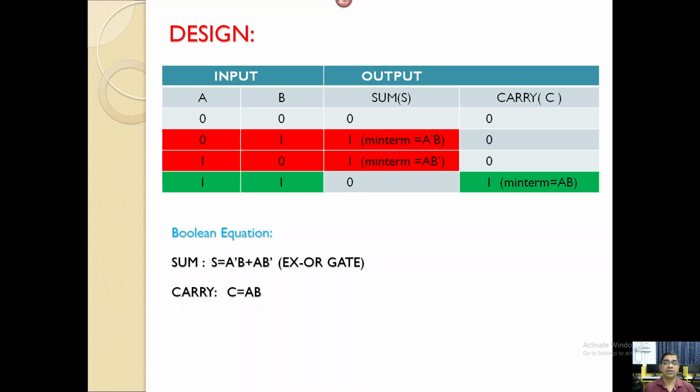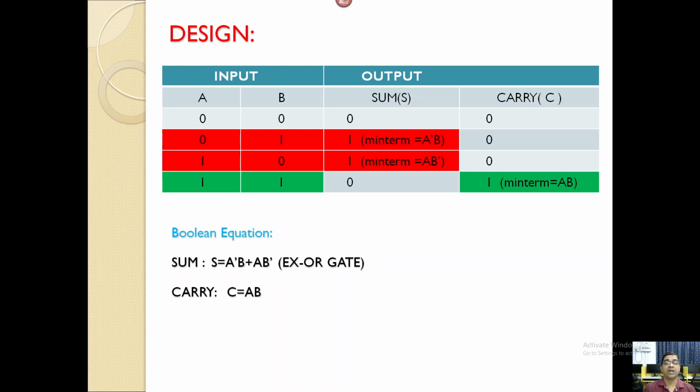For two input variables, the maximum number of combinations is 2 to the power n, where n is the number of bits. Here the number of bits is 2, so 2 to the power 2, meaning 4 combinations are possible: 0 0, 0 1, 1 0, and 1 1.